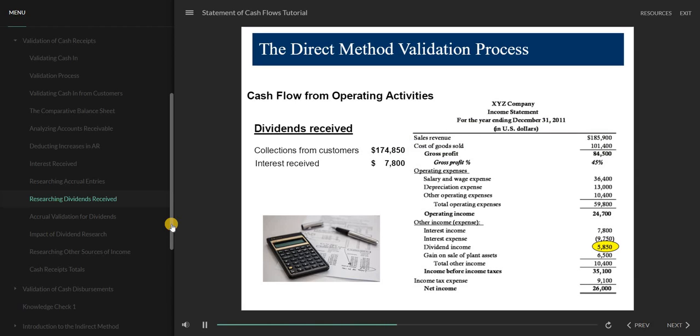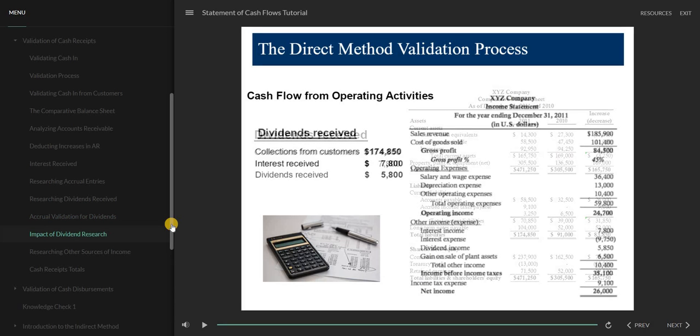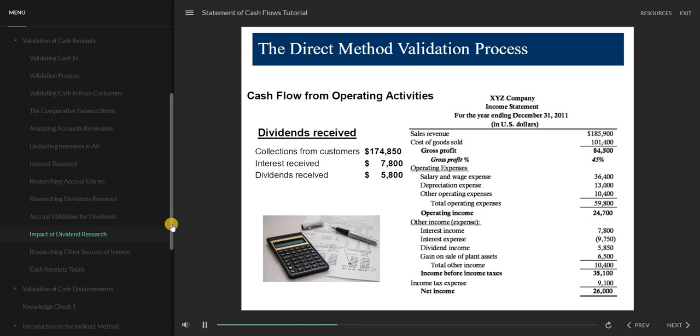Just as we did for interest receivable, we must apply the same validation process to dividends we receive. Using our income statement, we see that dividend income was $5,850, and again, we must determine if this income reflects any type of accrual. As before, we look to our balance sheet for further validation. We don't see any accrued receivables for dividends, so we can add that to our cash receipts and validate it to our cash receipts journal as well.